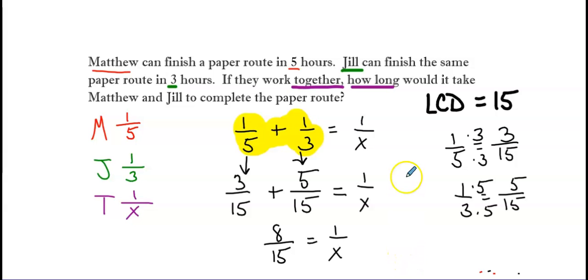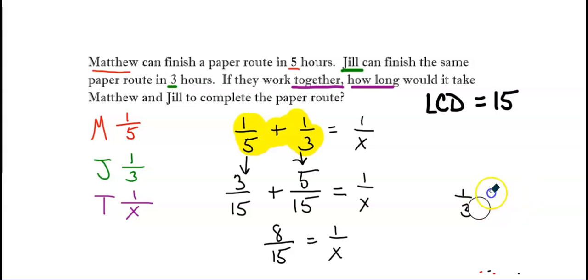Now, you might remember back from elementary school solving proportions. And the easiest way to solve an equation like this with two fractions is to use what we call cross products.